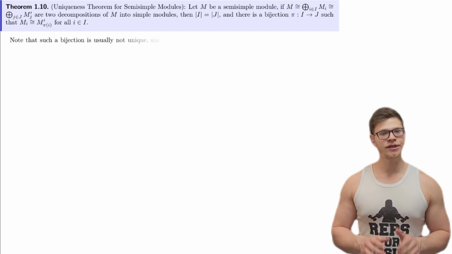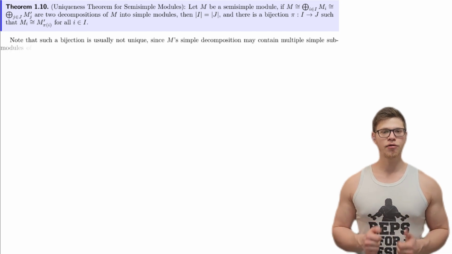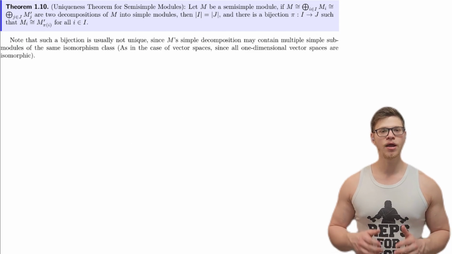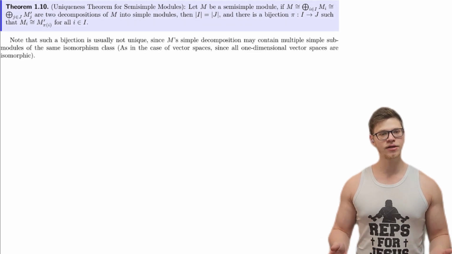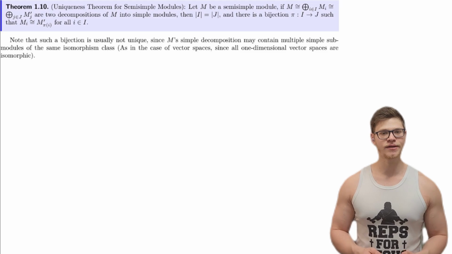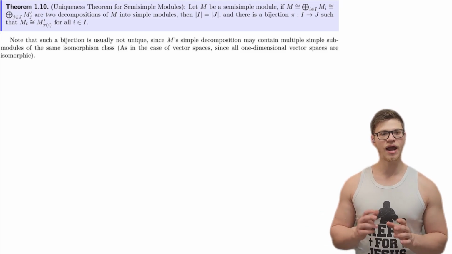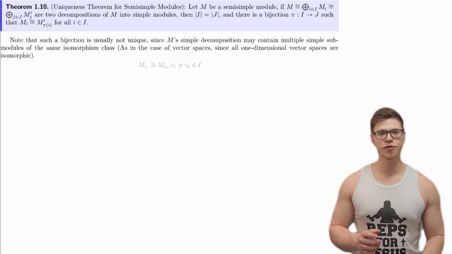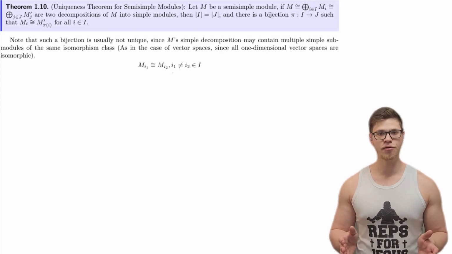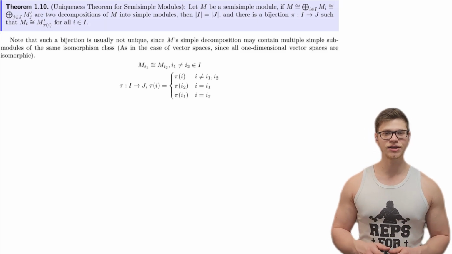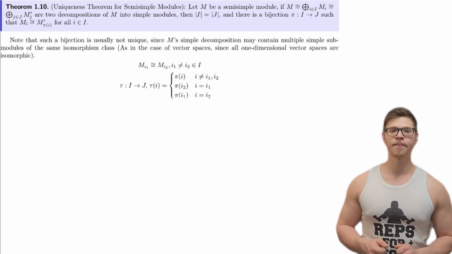Note that such a bijection is usually not unique, since M's semi-simple decomposition may contain multiple isomorphic simple modules, as in the case of vector spaces, since all one-dimensional vector spaces are isomorphic. So for example, if Mi1 and Mi2 are isomorphic for some distinct indices i1, i2 in I, we can define a new bijection, tau, satisfying the conditions of the theorem as follows.